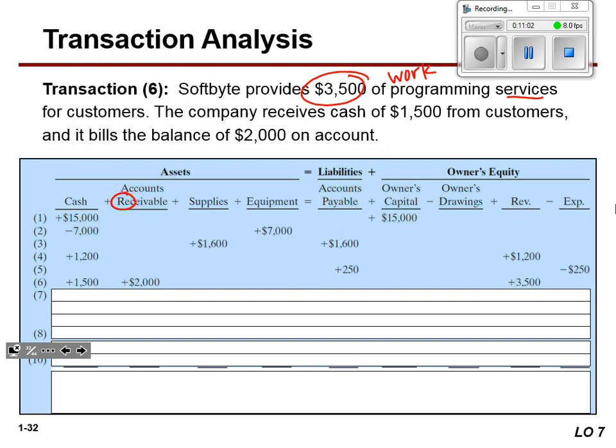Okay? Let's think about this a minute. First of all, does the accounting equation still add up? Does 1,500 plus 2,000 equal 3,500? Yes.